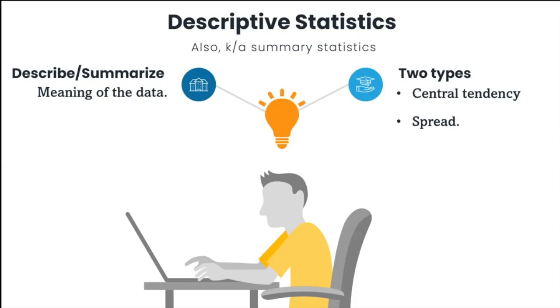So whenever we say that we are going to do descriptive statistics, the thing which should come to your mind is that we are going to describe the central tendency and we are going to measure the spread of the data. So there are two key words in this: central tendency and the spread of the data.